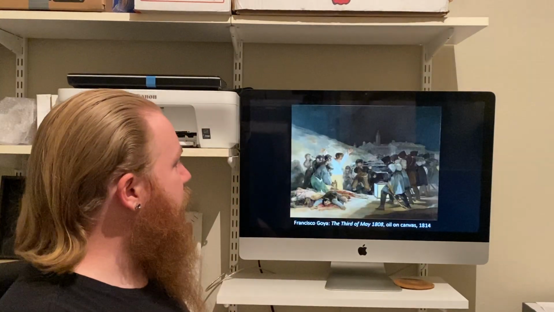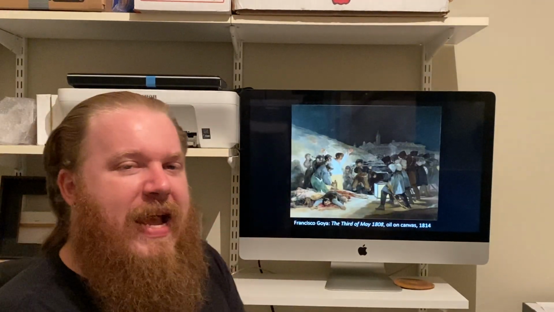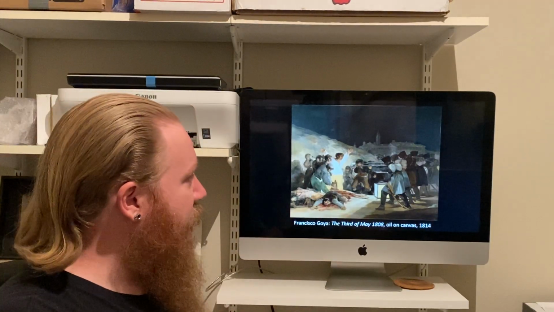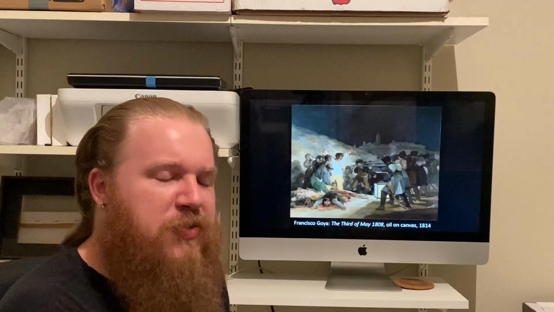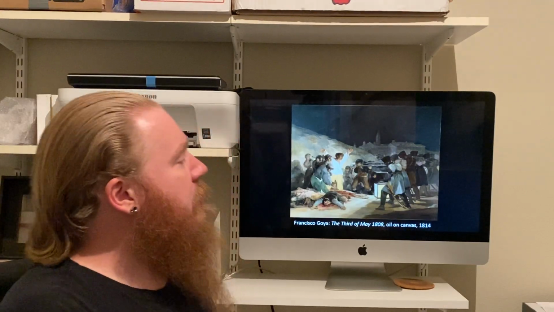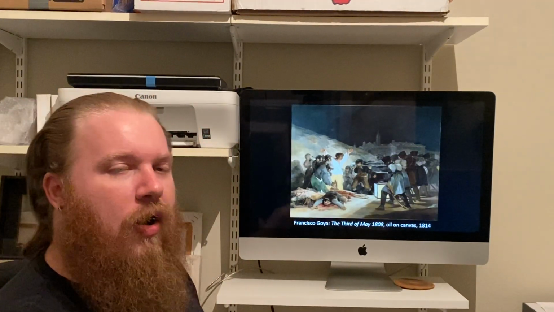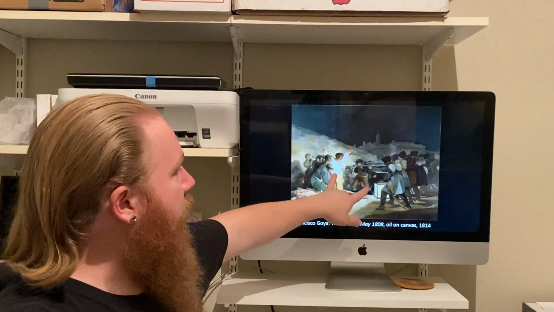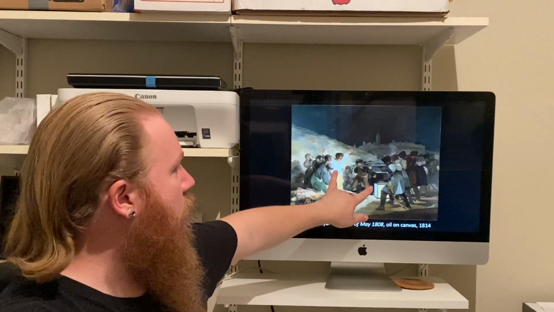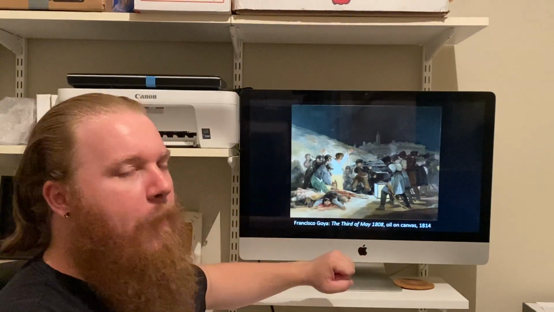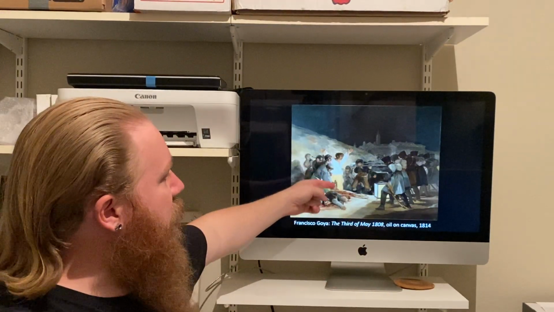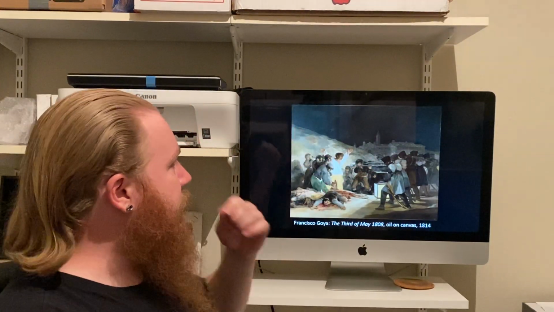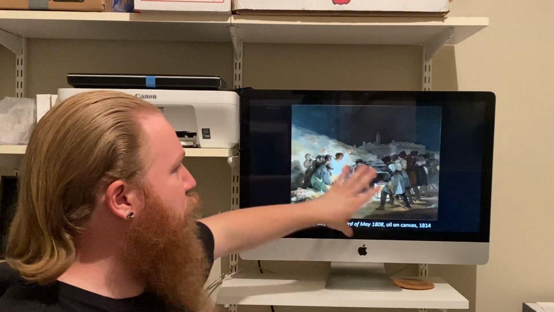So here we can see what's known as The Third of May, 1808 by Francisco Goya. And this is referencing some of the atrocities committed in Spain by Napoleon's armies. But if we're looking at this, we can see that our areas of emphasis are our areas of highlight, so our white areas here. However, our main focal point is the figure in white right here who's making the dramatic gesture. And this is where all of our attention is being drawn to.